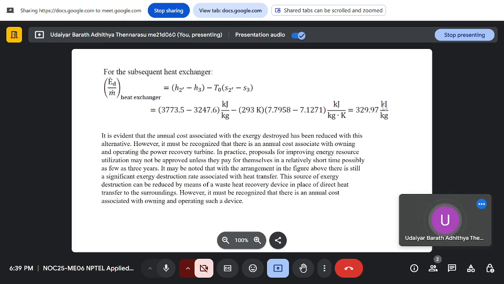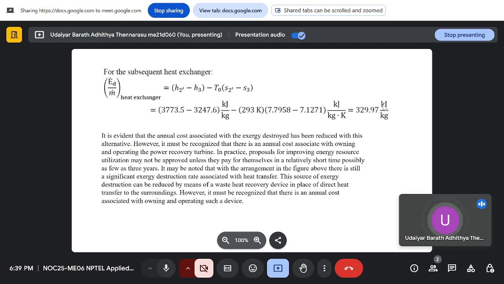So changing from a valve to a turbine has reduced both the exergy destruction in the valve process and in the heat exchanger. So if I had changed just the heat exchanger, then the exergy destruction across the valve would have remained the same. So that's why first we have changed the valve to a turbine.